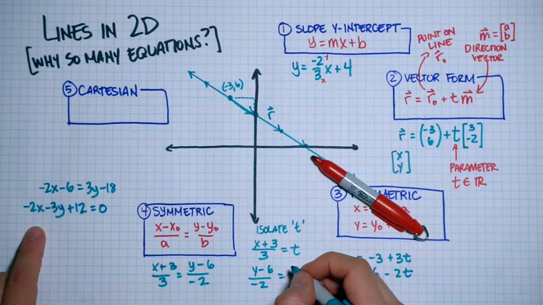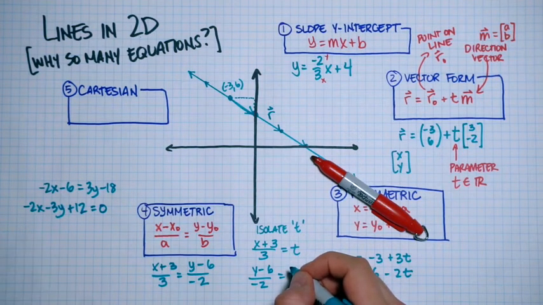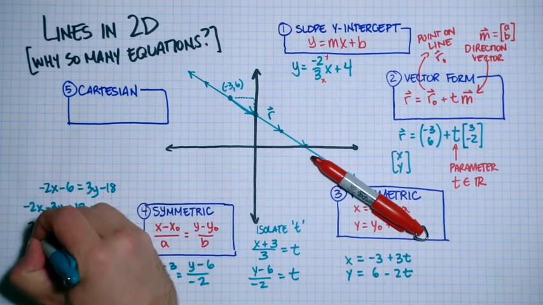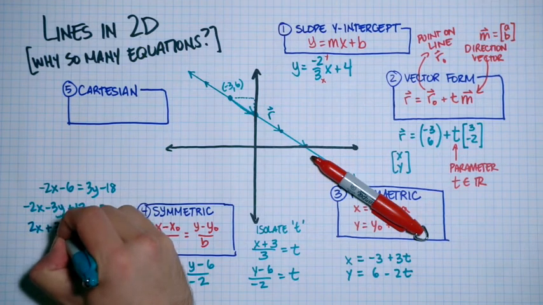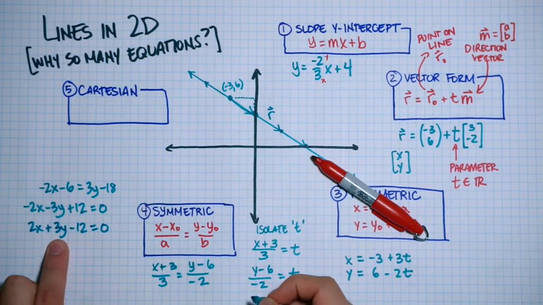And I don't like that there's a negative sign at the beginning, so I'm just going to multiply this whole thing by negative 1. I can do that, right? Because it's not going to affect the 0 at all. So I'm going to end up with 2x plus 3y minus 12 equals 0. And that is our Cartesian one.